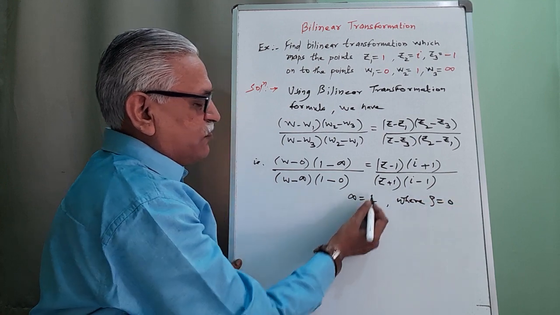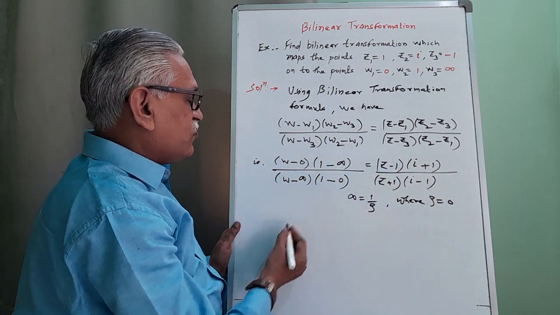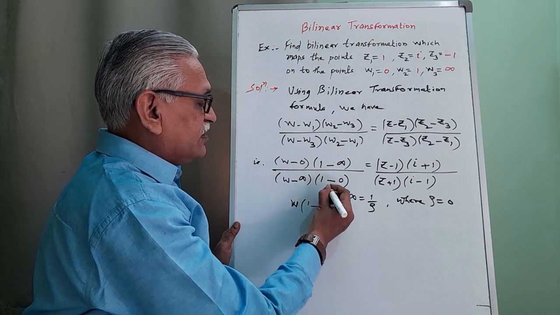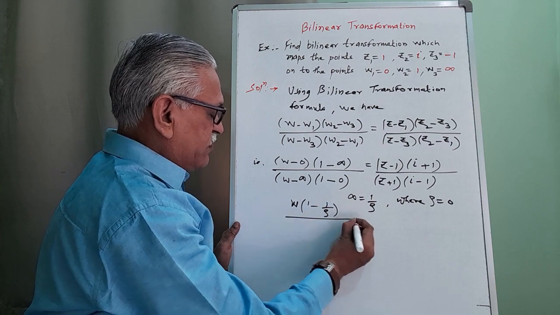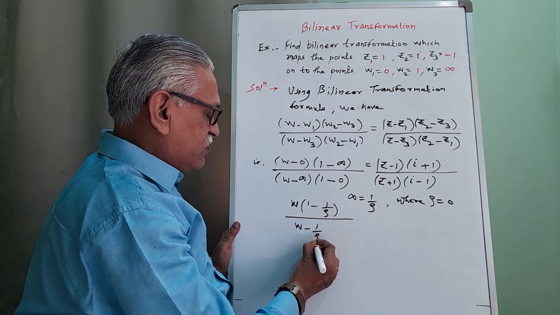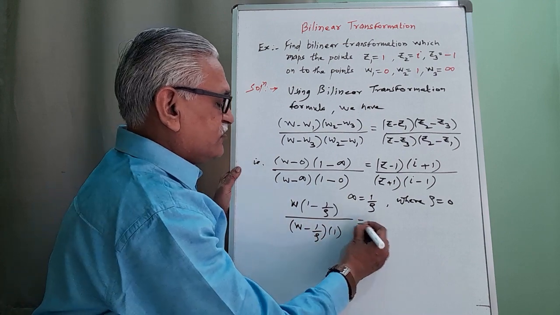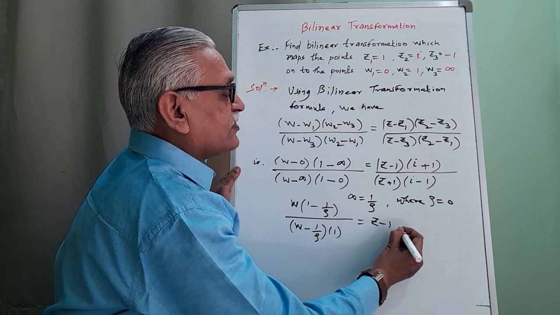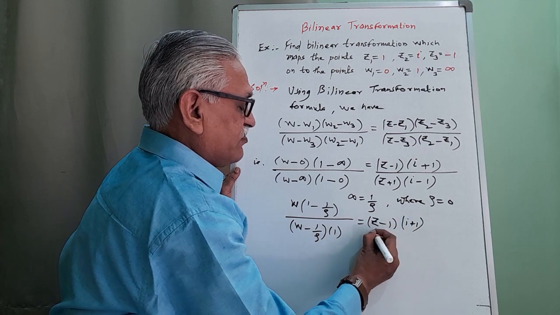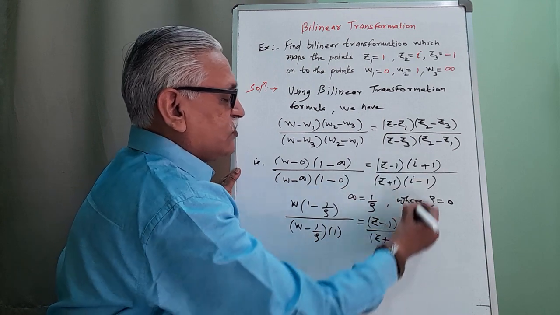Therefore, rewriting that infinity as 1 by rho, where rho is 0, therefore 1 by 0 we get infinity. Replacing infinity everywhere by 1 by rho, we get w minus 0 is w, 1 minus infinity, infinity is nothing but 1 by rho, whole divided by w minus infinity, again 1 by rho, into 1, and that equals z minus 1 into i plus 1, divided by z plus 1 into i minus 1.